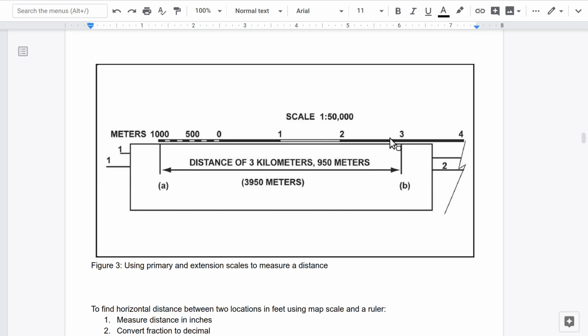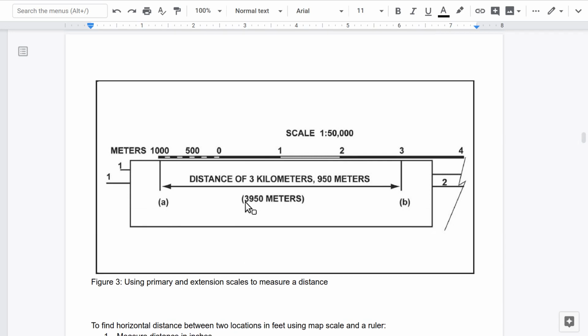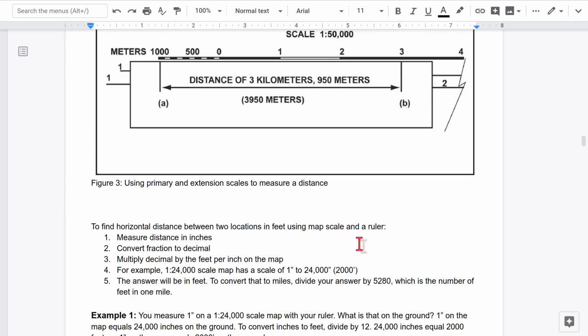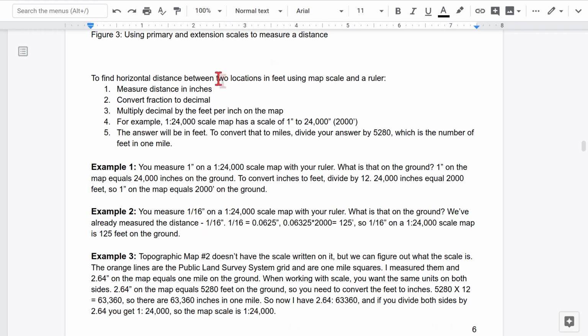So we've got 1, 2, 3 kilometers, and then looks like these are 100 meters, so 3.9 kilometers would be the approximate length of that. In fact, 3,950 meters, they're saying more precisely. On the test, I would just hope that you could get it to 3.9 kilometers using this type of scale. So the other way of finding distance is to use a ruler and map scale.